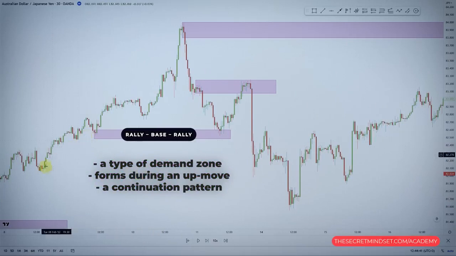The rally-based rally is a type of demand zone which forms during an up move, being a continuation pattern. The market structure is very simple. We first have a rally, then a consolidation or the base, and finally another rally, which creates the demand zone. A rally-based rally will always form a demand zone. It can never create a supply zone.